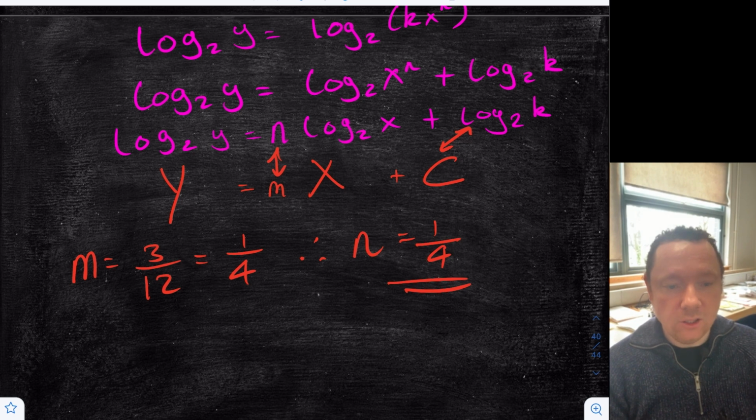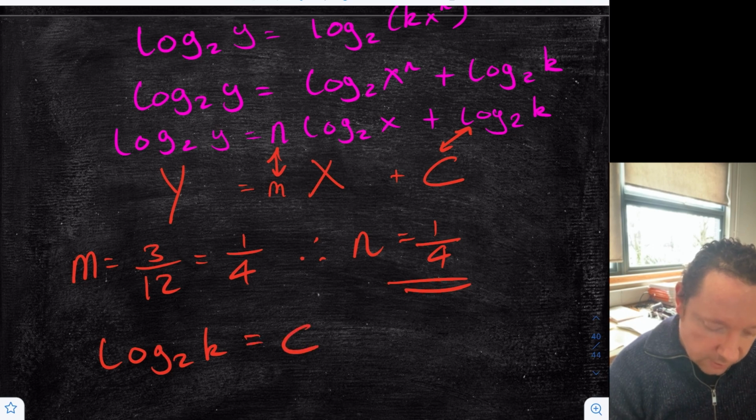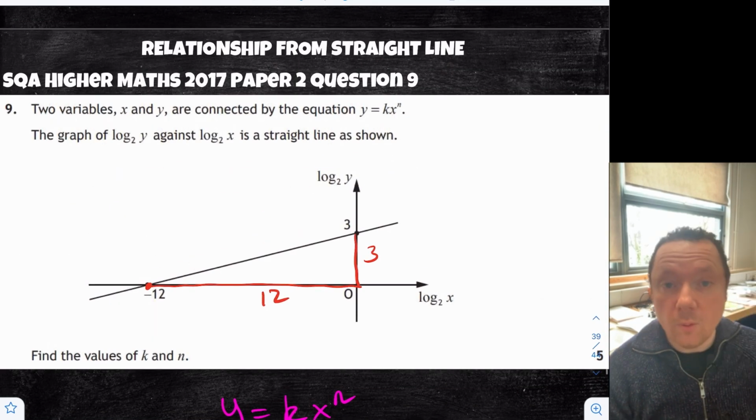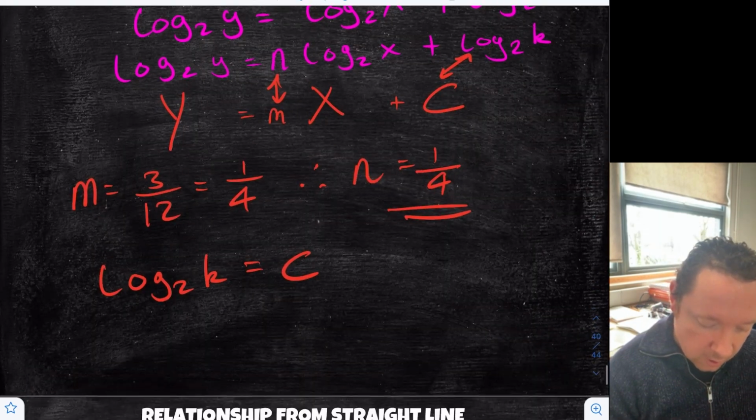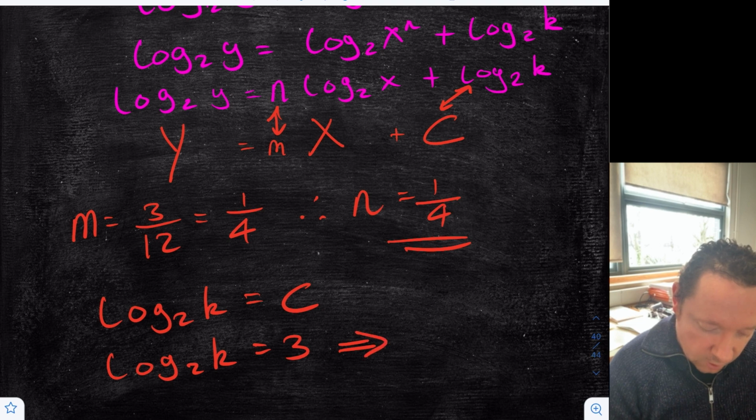Now to get our c, we know that log 2k is where it cuts the y-axis. Our graph tells us it cuts the y-axis at the number 3. So we're just solving log 2k equals 3. That means 2 to the power of 3 equals k.